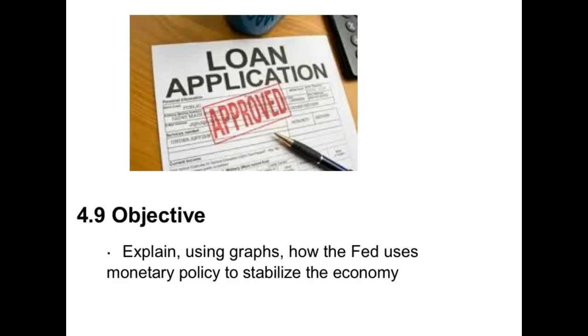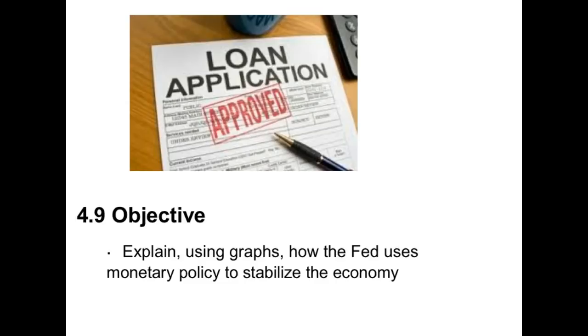At last we're here to 4.9, the lesson where we finally get to put together all of the pieces of monetary policy, the money supply, open market operations, what happens to interest rates, and most importantly, how these impact the economy, which is the entire point. Understanding how it is that the Fed can use monetary policy to stabilize the economy.